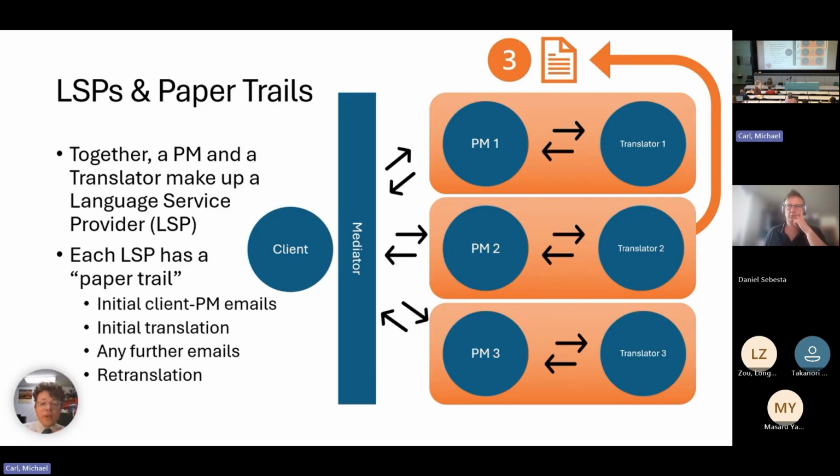PMs oversaw the big picture and dealt with clients, while translators brought to bear their linguistic expertise to realize translations, except for the case of ChatGPT where it just did both. Each LSP functioned independently so that we simultaneously simulated real-world workflows. And together, these client-PM correspondences, translations, and retranslations taken from these LSPs were compiled into packages called a paper trail. One paper trail was produced for each LSP, and these paper trails are what we finally handed off to the judges.